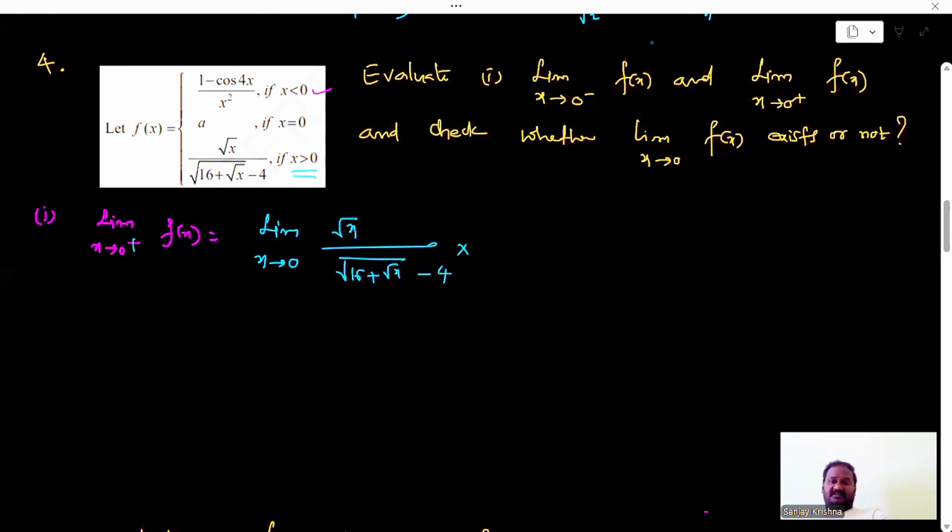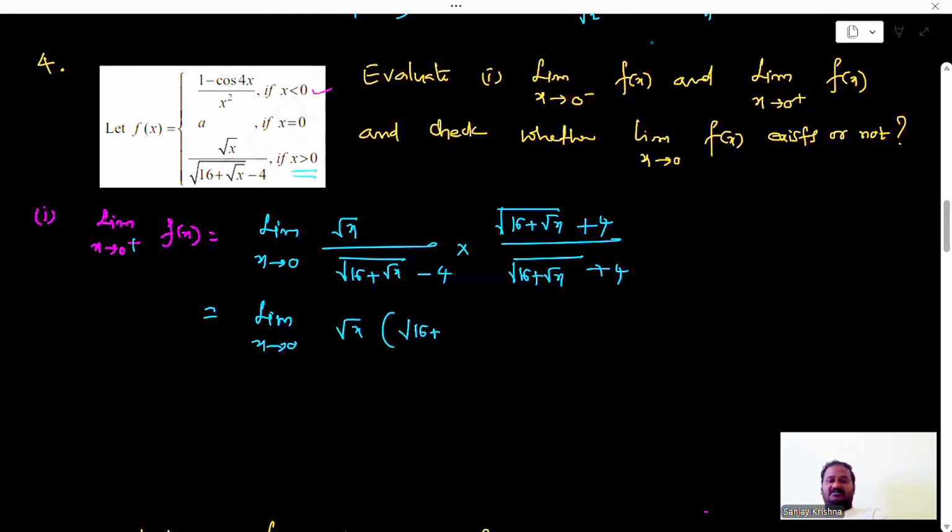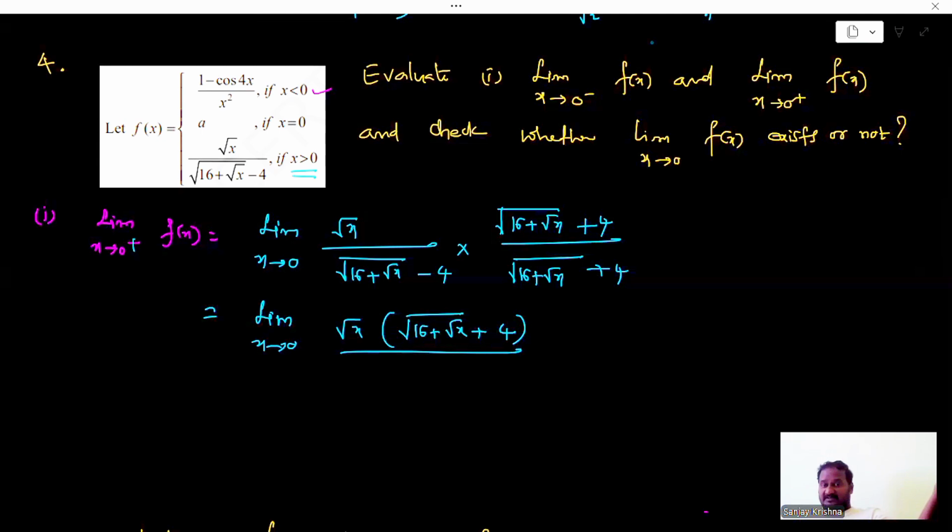Again, you rationalize the denominator because it is involving square roots. That is, multiply by root over 16 plus square root x plus 4 divided by root over 16 plus square root x plus 4. So when you multiply, limit x tends to 0, numerator is root x times root over 16 plus root x plus 4, divided by root over 16 plus root x minus 4 into root over 16 plus root x plus 4, which is again in the form of a plus b into a minus b, which is going to be a square minus b square.